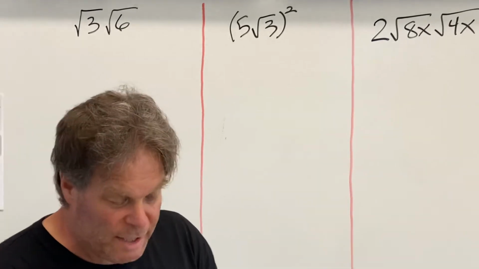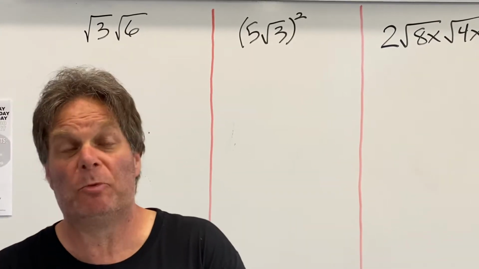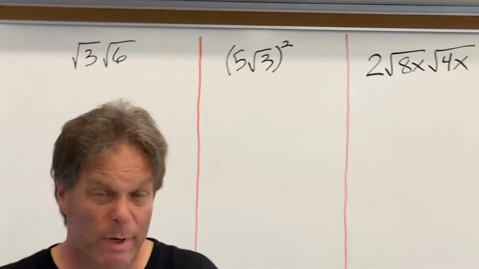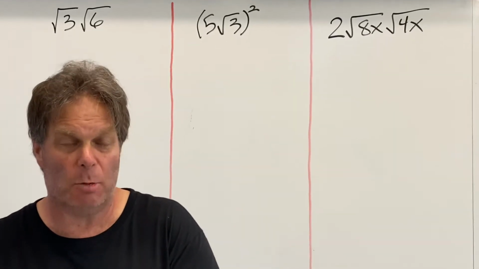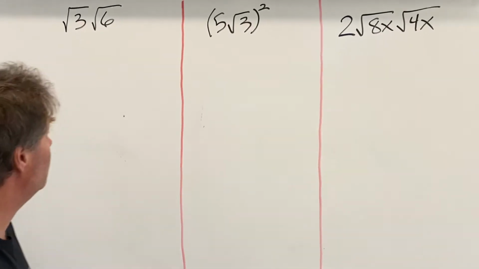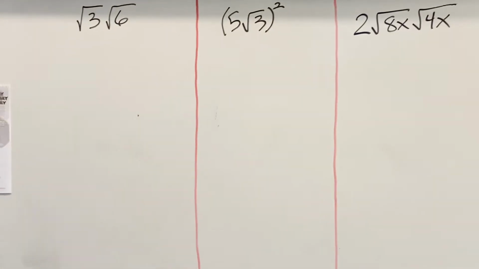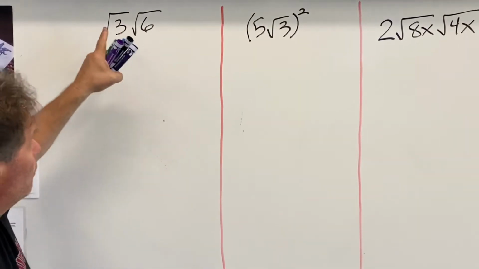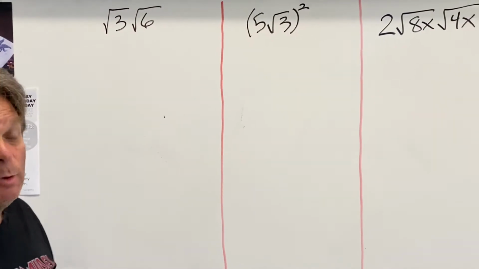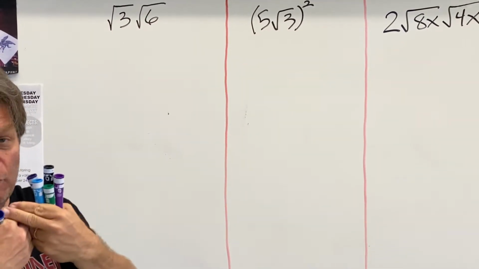Okay, we're ready to learn how to multiply radicals. We did adding and subtracting last time, we're going to multiply them now. So here's how it goes. Here's the good news. Root 3 times root 6, you can multiply them together and put them underneath a radical.